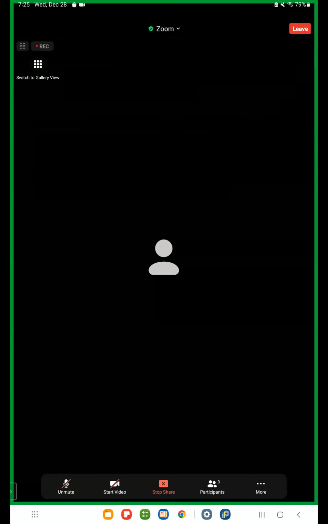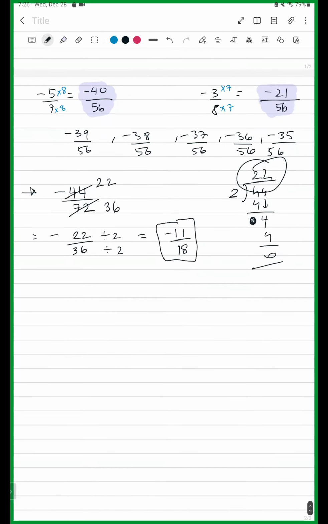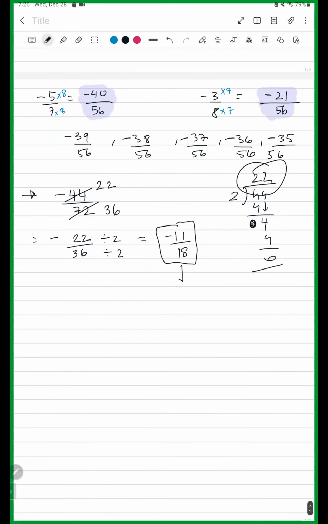Okay, we can continue. All right. So Hiba, I was asking you, is this the simplest form of the rational number? Yes, it is. Okay. All right.